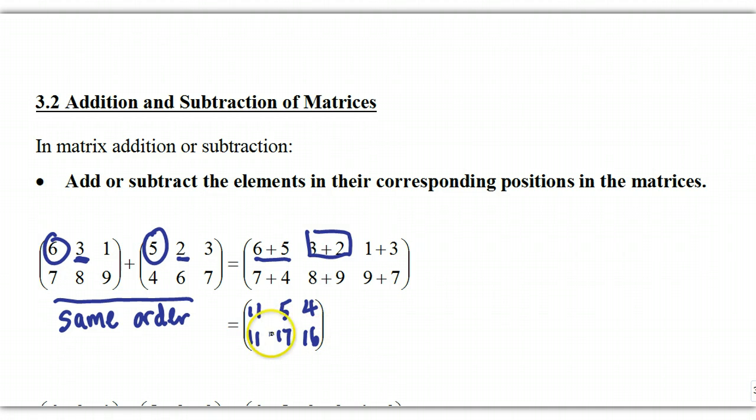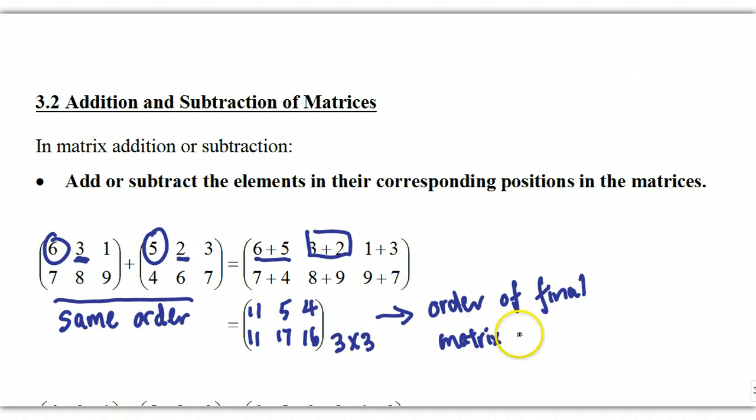And you realize that the order of the final matrix is still a 3 by 3 matrix, which is the same size as the original matrix. So in addition and subtraction, the order of the final matrix actually does not change.